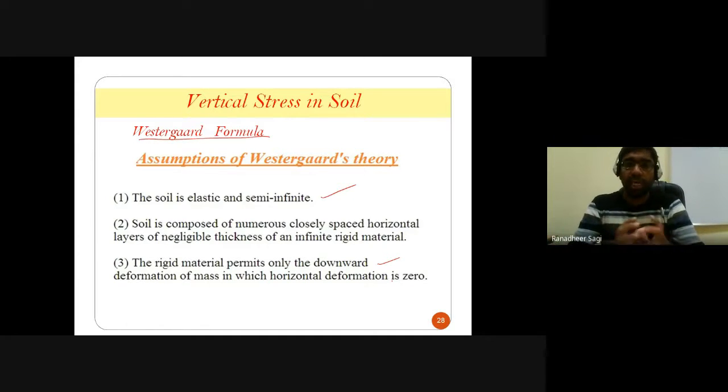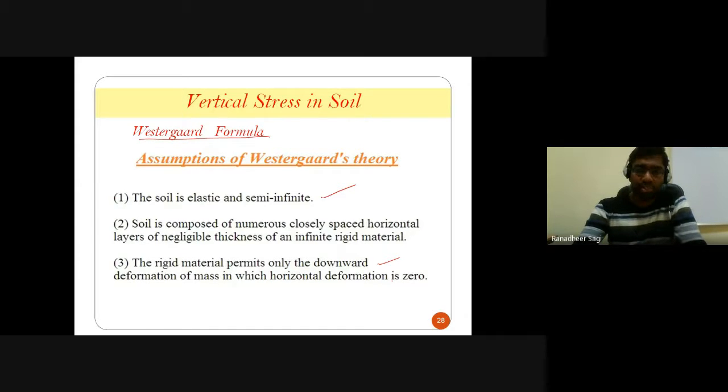Which means that the deformation happening in that particular semi-infinite layer of soil happens only in the vertical direction. There is no lateral deformation happening in such soil material. Deformation in the X direction due to the applied load and deformation in the Y direction due to the applied load are considered to be zero, whereas the deformation due to that applied load is expected to happen only in the Z-axis direction. These are your assumptions in Westergaard's theory.